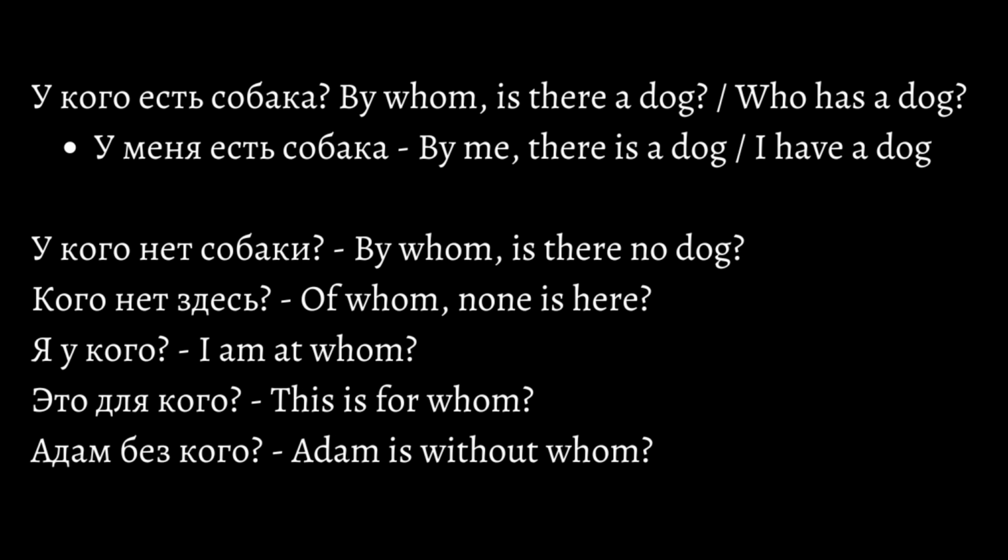The same thing can be done with у кого нет собаки. Кого нет здесь. Я у кого. Это для кого. Адам без кого. By asking these questions and getting the right answers, that's how it's fully possible to understand the genitive as a whole, both with impersonal constructions and object pronouns.